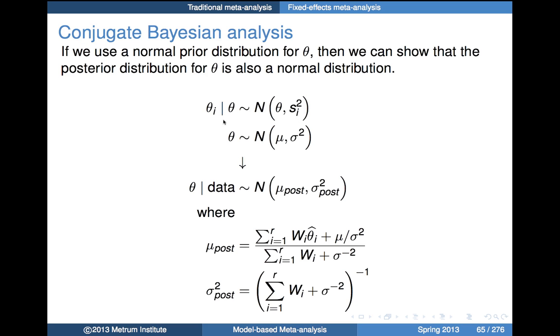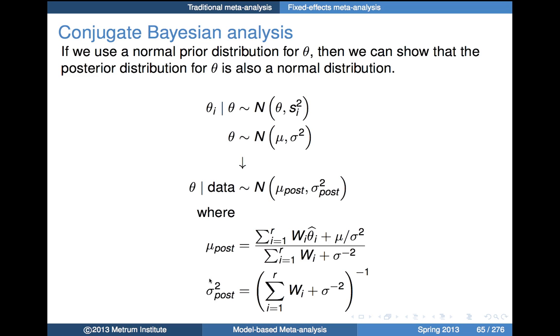But now we've added an extra layer where we're putting a prior distribution on theta. In this example, I'll just assume that the prior for theta follows a normal distribution with mean mu and variance sigma squared. It turns out that this prior distribution is a conjugate prior, so we can actually derive the posterior distribution in closed form. For this normal model, our posterior distribution for theta conditional on the data, our theta hats and our s's, is also a normal distribution with mean denoted mu sub post and variance sigma squared post.